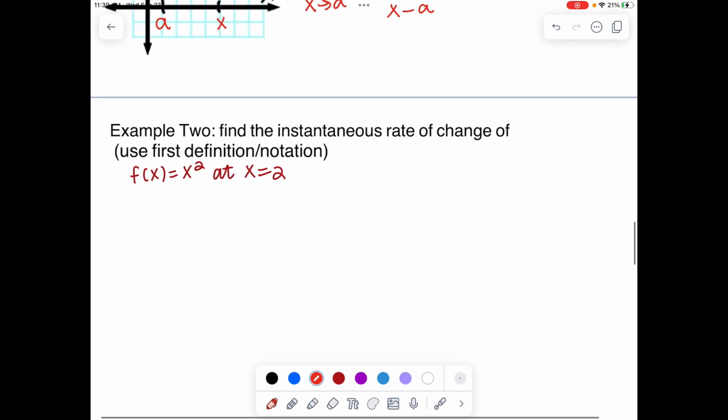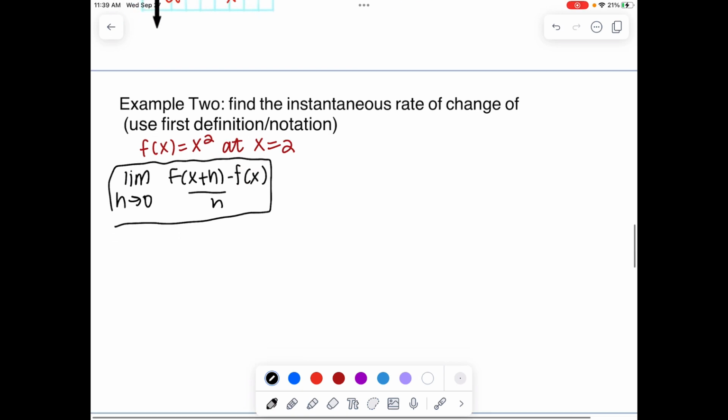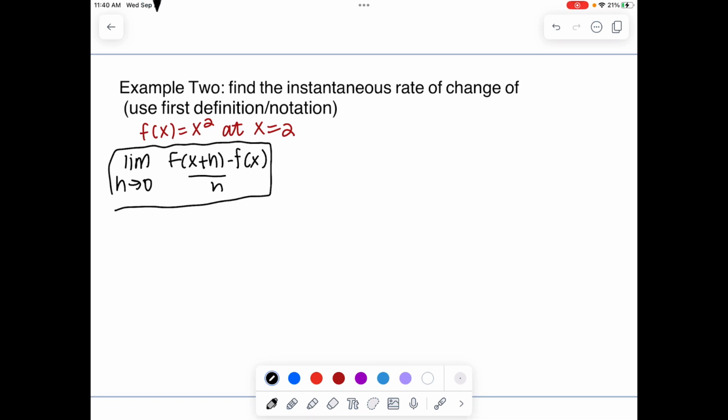Well, we are going to do an example of solving these problems with both of the definitions. So we're going to start with the first definition. The first definition was the limit as h approaches 0 of f of x plus h minus f of x over h. This is how we can find the instantaneous rate of change. We want to find the instantaneous rate of change of f of x equals x squared at x equals 2. So we know that the place that we're finding this change is at 2.